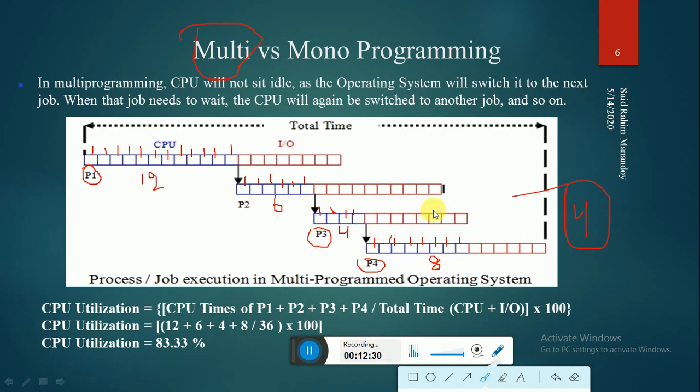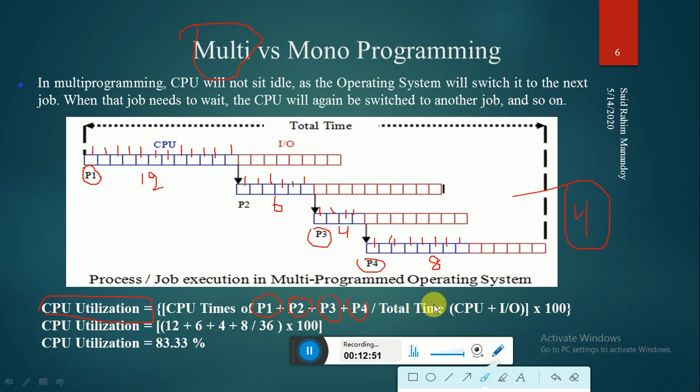Okay, now let's first calculate the CPU utilization time. You see here, CPU utilization time is equal to the CPU time of process number 1, process number 2, process number 3, and process number 4. You need to sum these up and divide by total time.